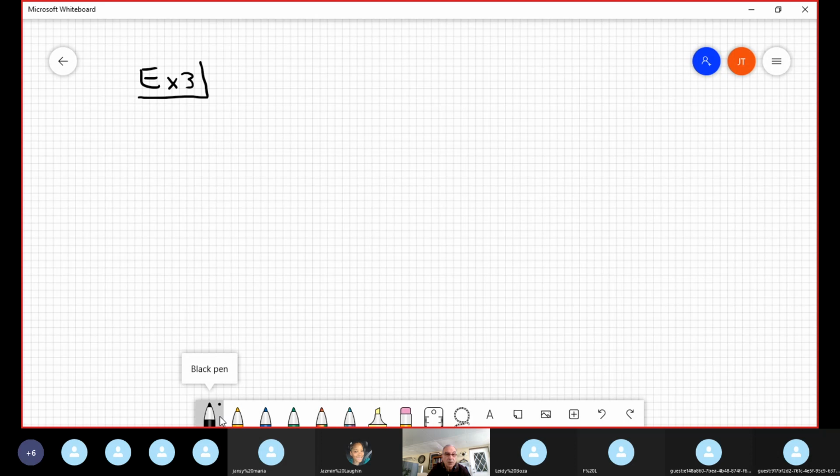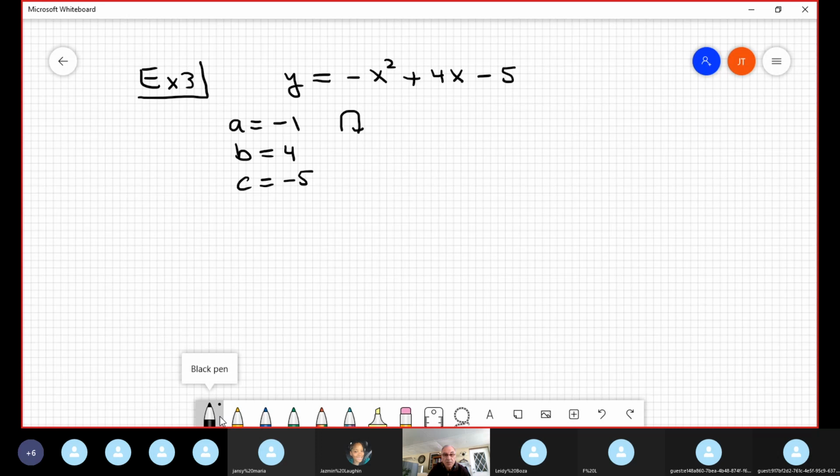Okay, this is y equals -x² plus 4x minus 5. It is obvious that this is standard form. It is obvious that A is -1, B is +4, and C is -5. If A is negative, I know that the parabola opens down. So our parabola opens down.